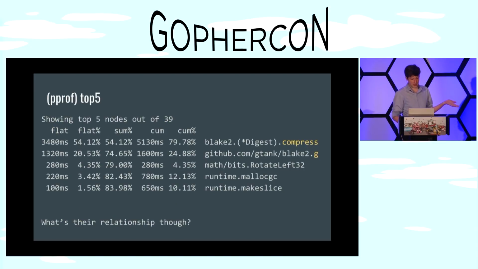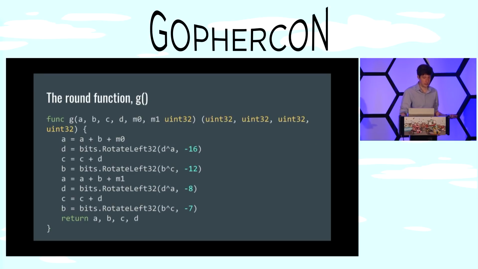So we're not actually going to fix math bits. That's in the standard library. That's a little bit beyond the boundary of things we can reasonably manipulate. But g and compress are both our code, so we can do whatever we want with them. And we'll want to start as far down in that call graph as we can. So we'll start with g.